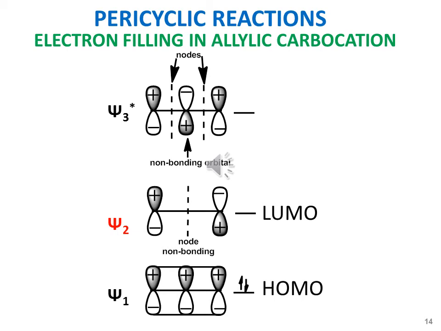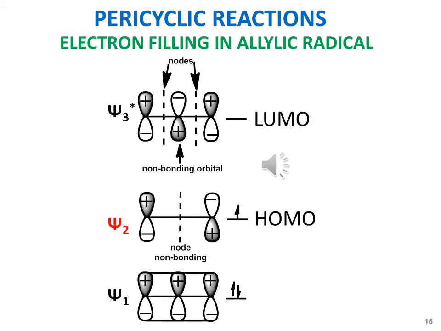Similarly, in the radical form, the allylic group possesses 3 isolated p orbitals and 1 unpaired electron. All these 3 forms of the allylic group, that is the carbocation, anionic and radical forms, are shown on this slide. Here I have shown the electron distribution in the case of the allylic radical.